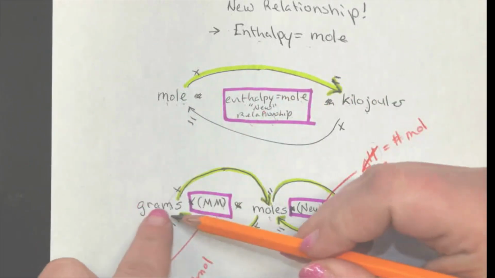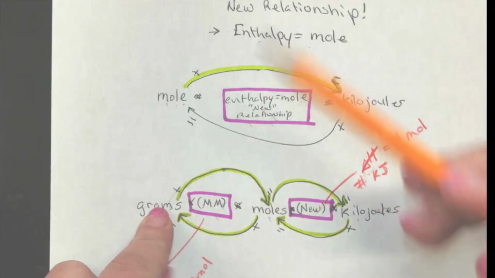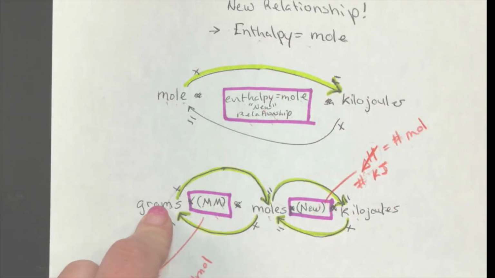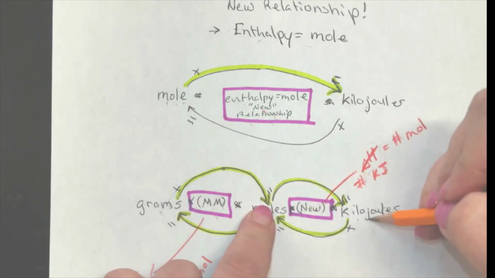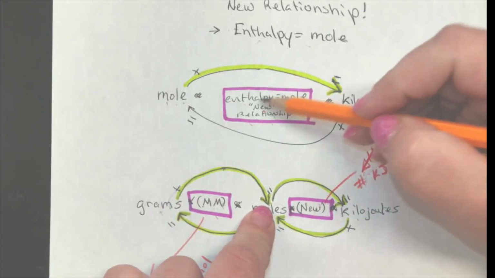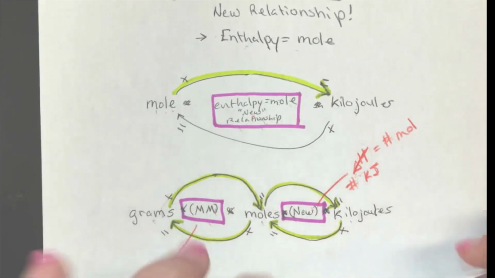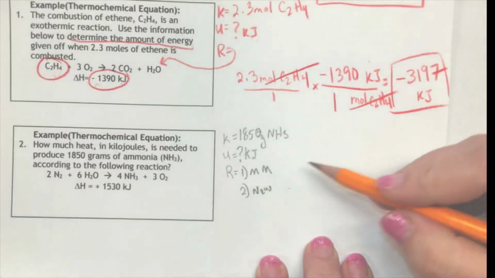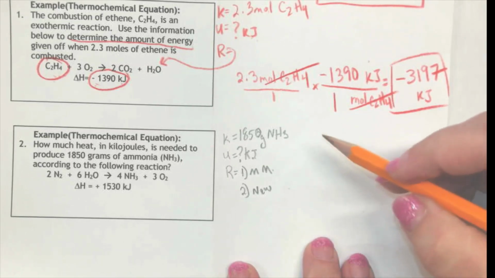Because we're going from grams to kilojoules, the first relationship is going to be molar mass. The second relationship from moles to kilojoules will be the new relationship, the enthalpy mole relationship, which I'm just going to write as new because it is pretty new for us. Okay, so first things first, we need to find the first relationship. The one that's going to go first is the molar mass.